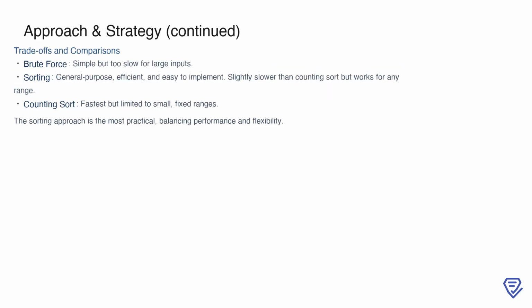When comparing the trade-offs between these approaches, the brute force method is the simplest but becomes impractical for large inputs due to its O(n squared) complexity. The sorting approach, while slightly slower than counting sort, is much more general purpose and easy to implement. It works across any range of numbers and handles duplicates seamlessly. Counting sort, on the other hand, is the fastest solution but is limited to cases with small, fixed ranges of values, making it less versatile. Considering these factors, the sorting approach emerges as the most practical solution, offering a good balance between performance and flexibility for a wide range of problem scenarios.